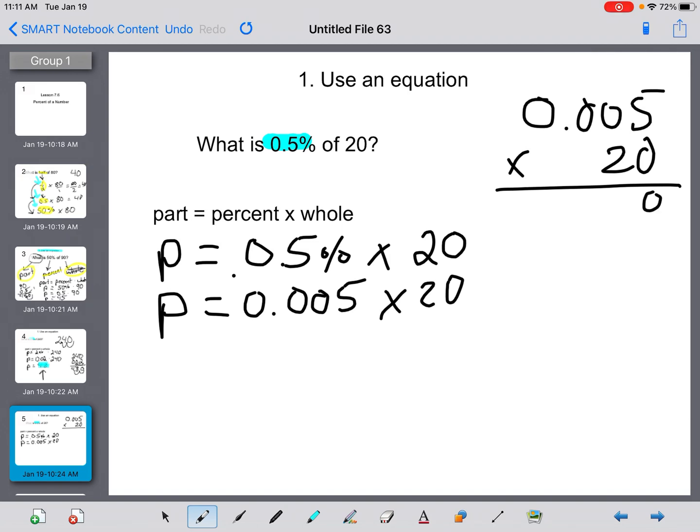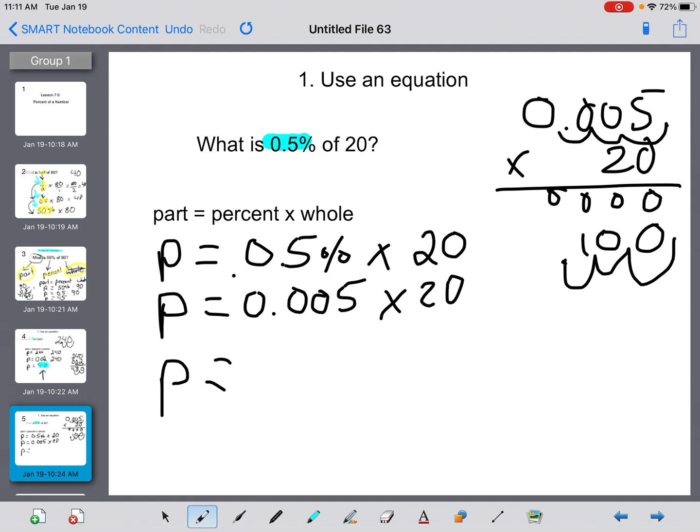So we multiply, we get 0 on our first line many, many times. Then we have a 0 to hold place value. Then I do 2 times 5 is 10. Then look, I had bumped my decimal 1, 2, 3. So I bump it back. 1, 2, 3. So I end up with my part of a number is 0.1. Now, let's think about that. If we go back up to this number 20 here, 10% of 20 is actually 2.